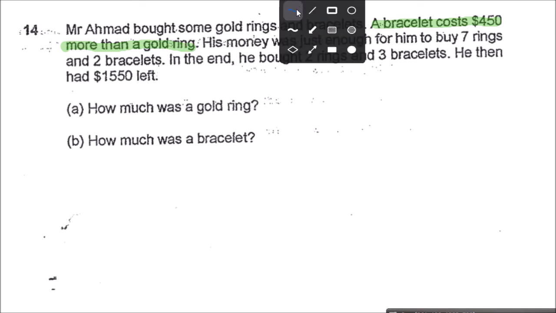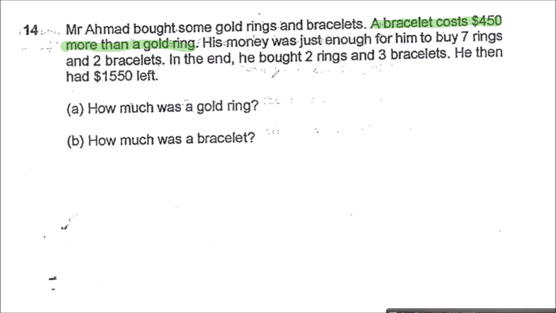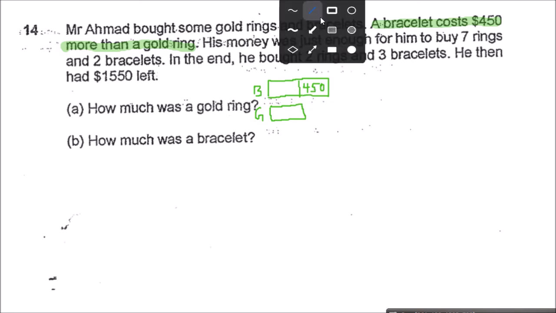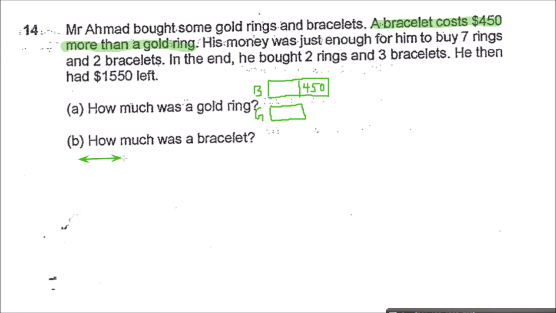Okay, so we need to know that this bracelet, if this is the bracelet and this is the gold ring, right? The gold ring will be 1 unit. Okay, and bracelet will be 1 unit plus 450. Okay, so this is a very important relationship that we have to take note. So now what we need to do, right, is that, okay guys, we let this arrow be his money. Okay, so this is his money.